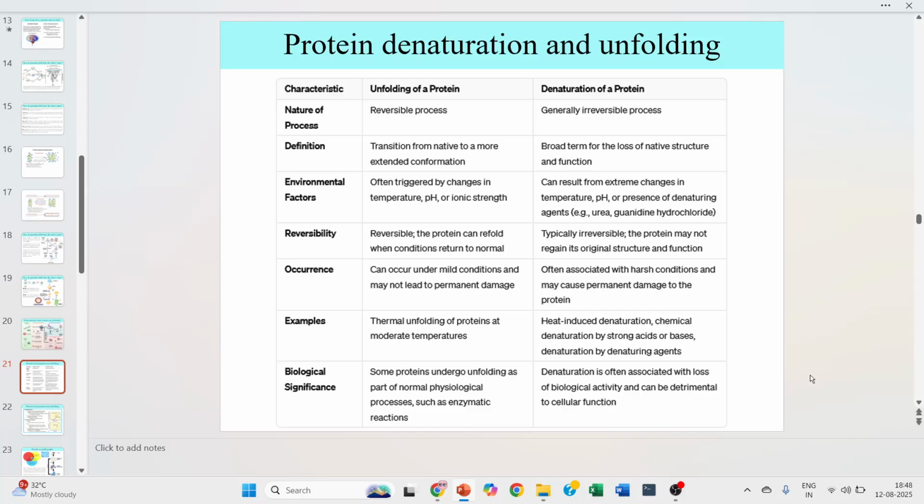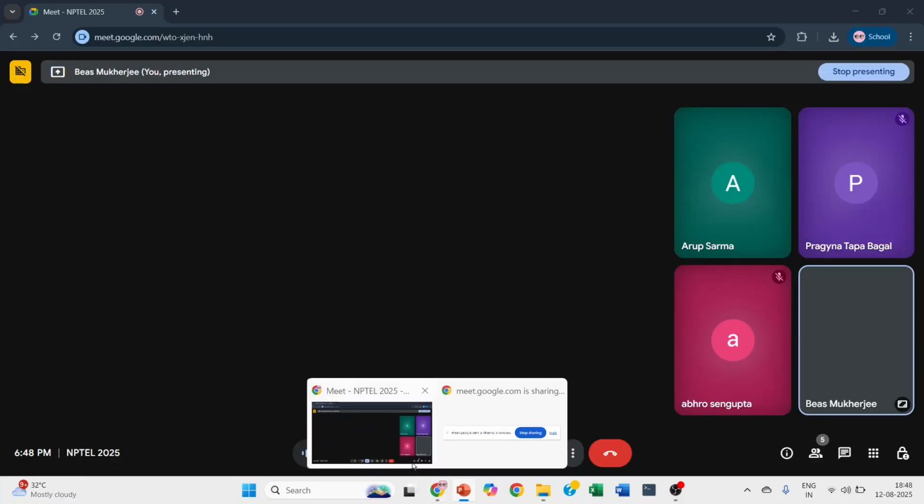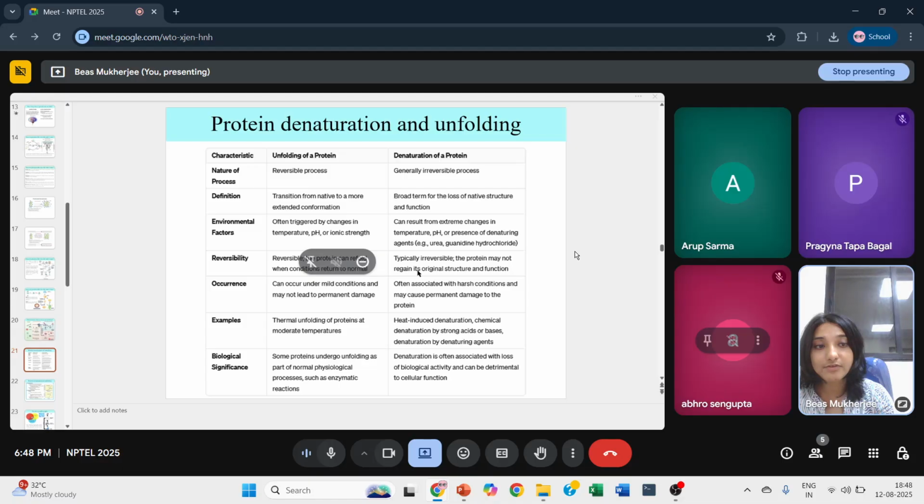Now see, here everything is given in detail, whatever we discussed just now. So now protein denaturation and protein folding. So this is something very important. So what is the difference between protein denaturation and protein unfolding? So denaturation is a reversible process, but unfolding is generally irreversible.